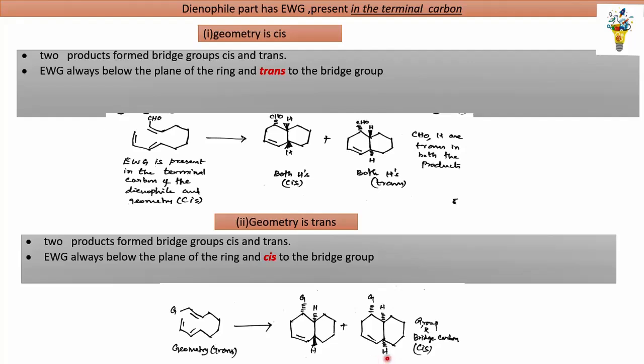Okay, the products are cis and trans in both cases, but the bridge and the group are cis to each other. See here it is cis, but here it is trans. It is below the plane, above the plane, below the plane, above the plane. So the electron withdrawing group is below the plane of the ring and cis to the bridge group. Here the electron withdrawing group is below the plane and it is trans to the bridge group. Okay. So that's all about the Diels Alder reaction. I think this is very useful to you. Thank you very much.